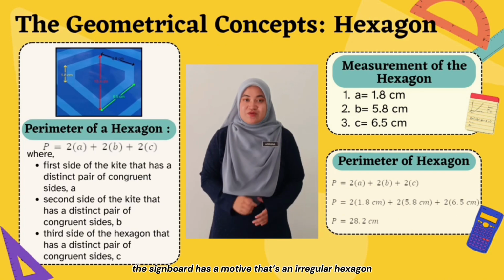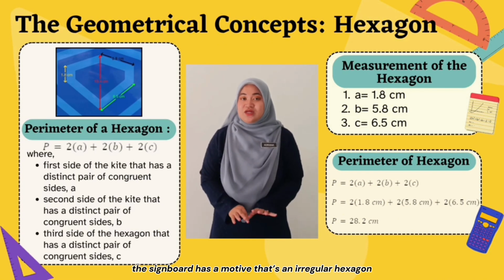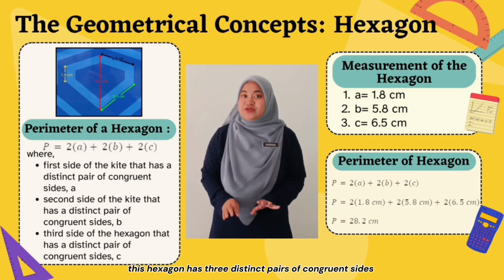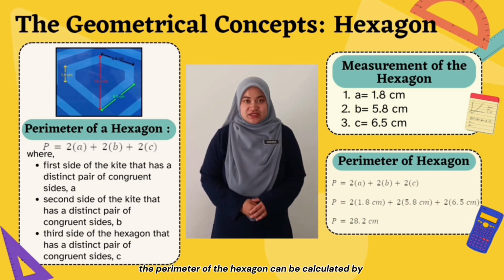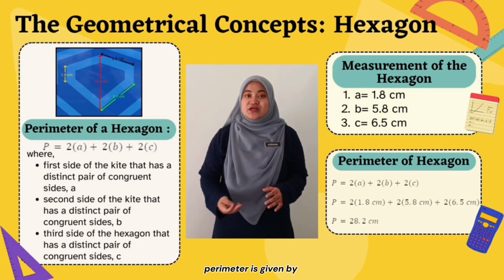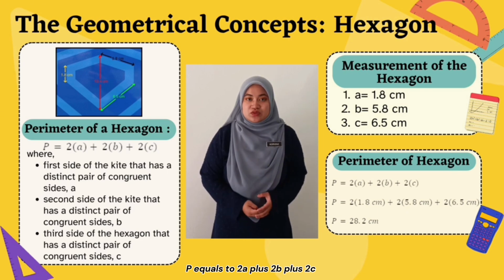The signboard has a motif that's an irregular hexagon. This hexagon has three distinct pairs of congruent sides. The perimeter of the hexagon can be calculated by adding all the distinct pairs of congruent sides. The perimeter is given by P equals 2A plus 2B plus 2C.